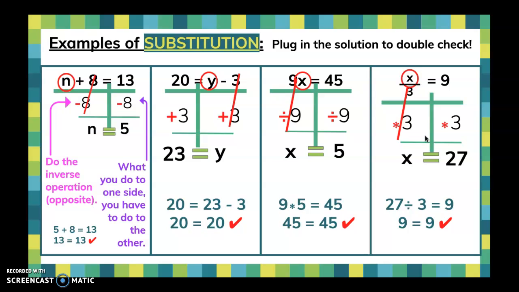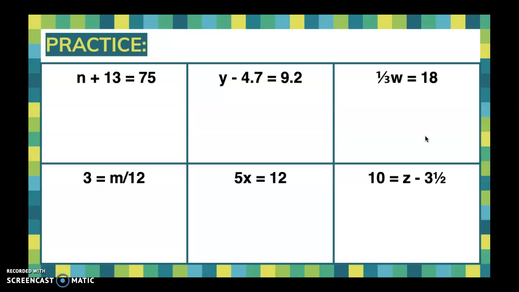So here are really 4 good examples of using each type of inverse operation. At the end, you have some practice ones, and I would like you to do these on your own. And you can check your work when you're done.